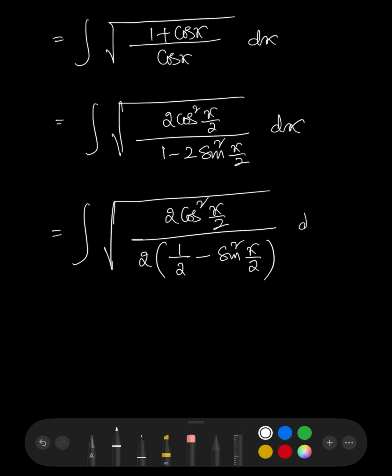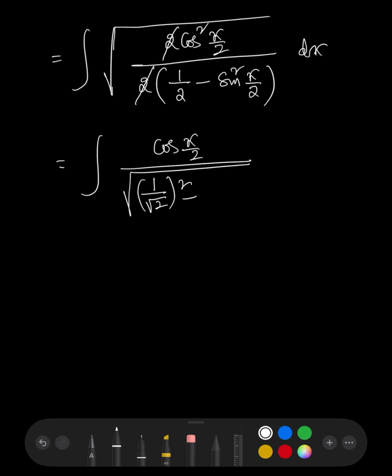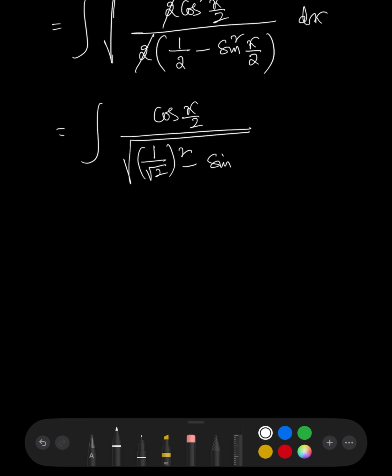2 whole dx. Here 2 gets cancelled, so that the numerator will become root over cos square x by 2, which we can write as cos x by 2 by root of (1 by root 2 whole square minus sin x by 2 whole square) whole dx.